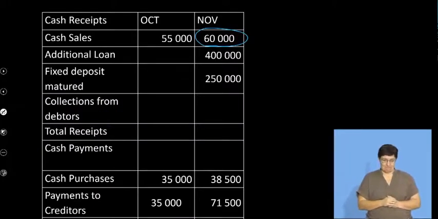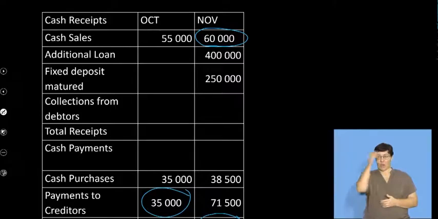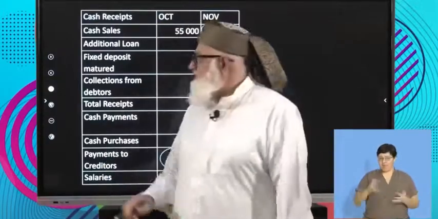Okay, so there we have now completed the calculations. That was A, that was B, and that was C. So we have completed the missing figures that we needed to calculate in our cash budget.